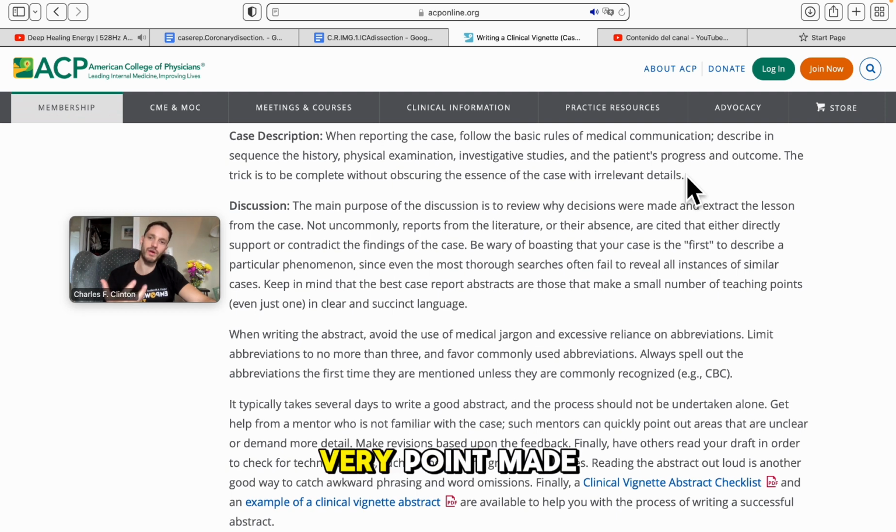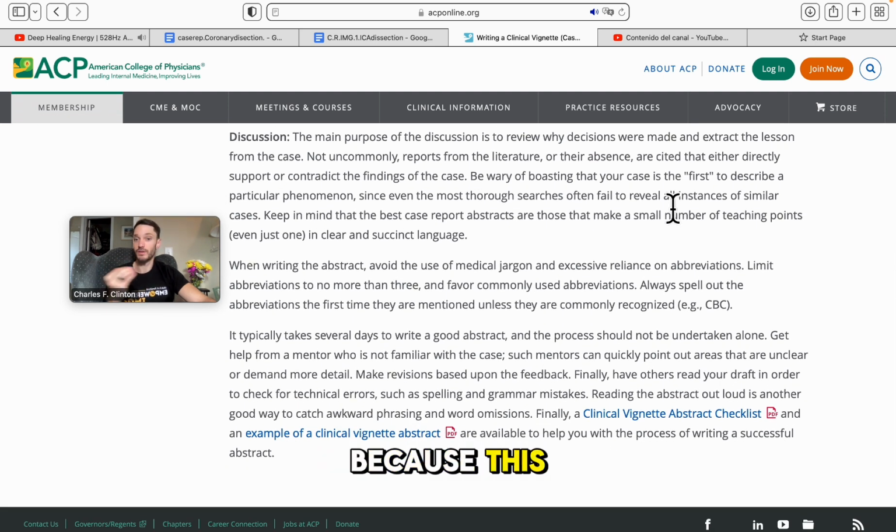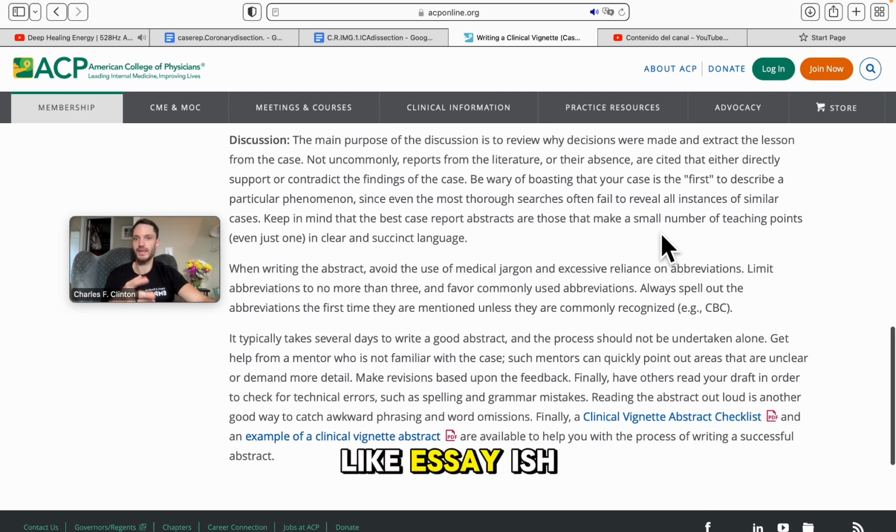This is one very important point made by one of my tutors and mentors: no medical jargon. This person told me, this sounds like a great college or university essay, but it doesn't sound scientific, like medical literature. Medical literature is more scientific. It's more to the point. It's less medical jargon, less poetry, less essay-ish.